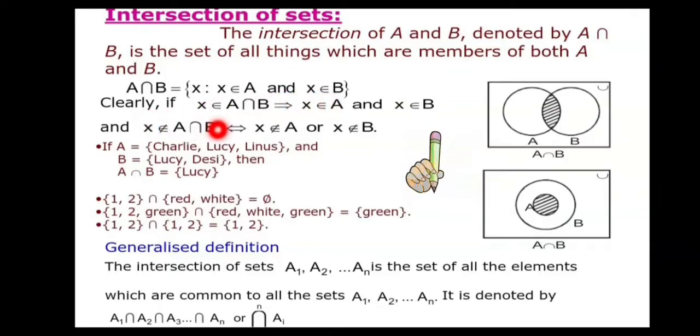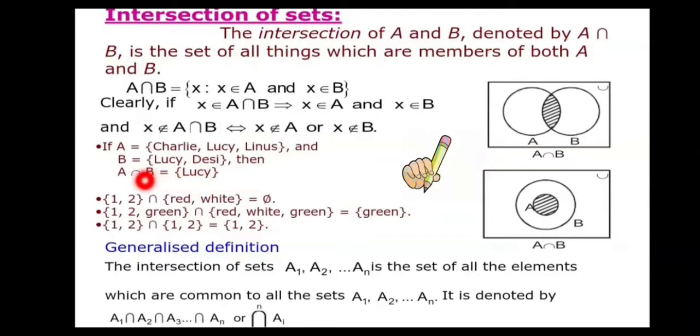So clearly we can say that X belongs to A intersection B means X belongs to A and X belongs to B. In the previous union of sets they have given the word or, but in the intersection of sets they have mentioned and. So remember this, and and or, for these set operations. And then X does not belong to A intersection B means the element does not belong to A or does not belong to B. In the same example we can see here A equal to Charlie, Lucy, Linus and the set B equal to Lucy and Daisy.